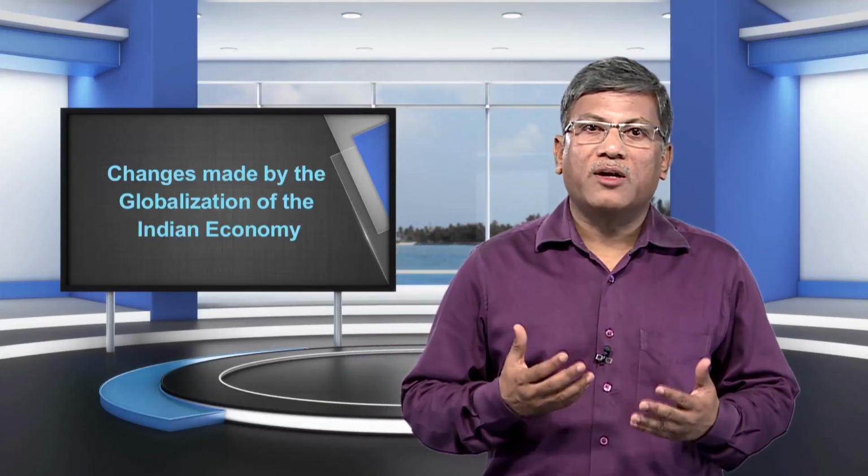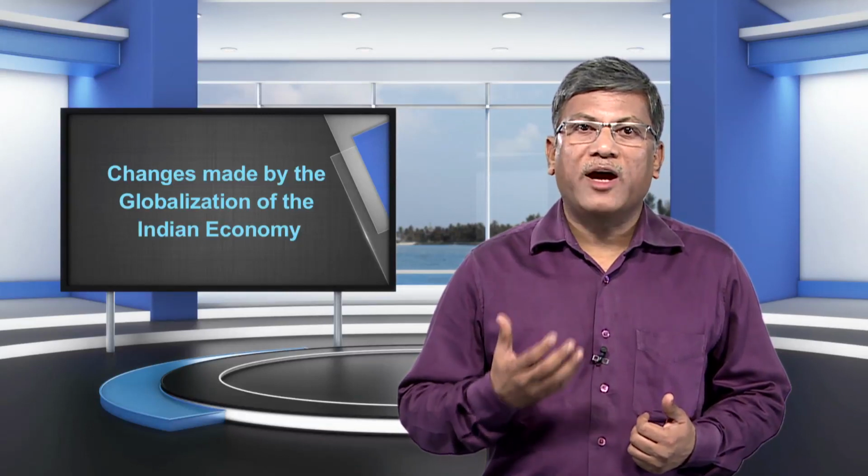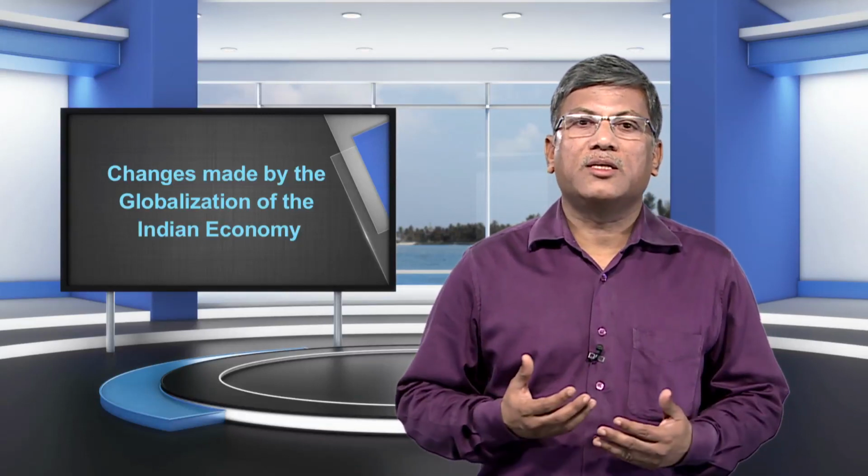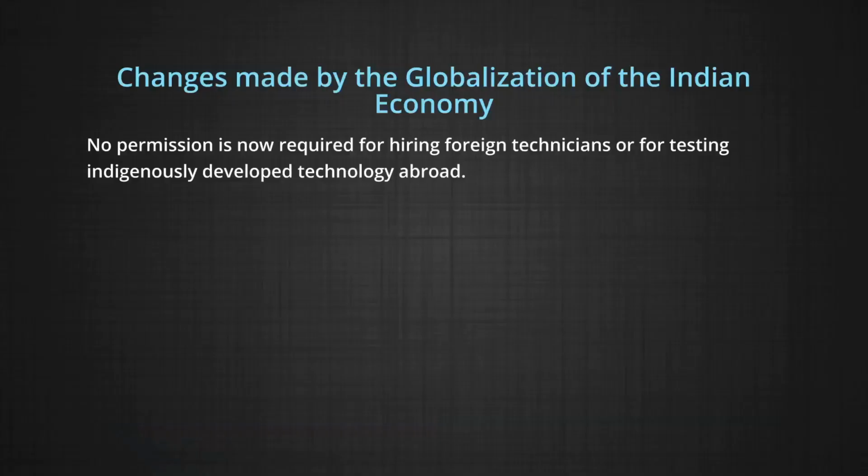In respect of foreign technology agreements, automatic permission is provided in high priority industry up to a sum of rupees 1 crore. No permission is now required for hiring foreign technicians or for testing indigenously developed technology abroad.